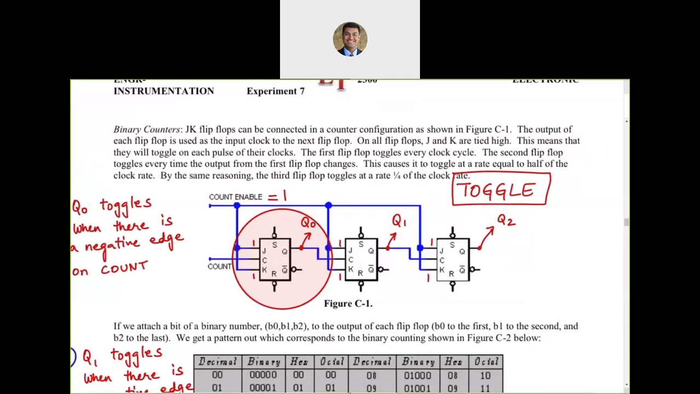So the output cannot change immediately as the input changes. There will be a delay because there are logic gates inside the JK flip-flops. They are wires, they are logic gates. So it will need some delay because of the propagation through the gate.